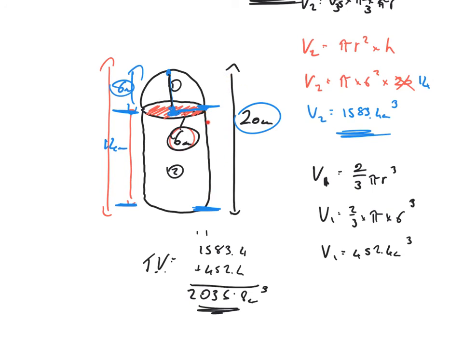The height of the cylinder is between here and here. The height of the full shape is 20. So I need to subtract the hemisphere part off. Well, I know that the radius there is 6, so 6 there, and the height is also 6. So 6 off the 20 will give me 14 for the height. Into the calculator to get 1583.4. Okay, then a hemisphere is half a sphere. A sphere is 4/3 pi r cubed, so the hemisphere is 2/3 pi r cubed. 2/3 times pi times 6 cubed, which will give me that. Add these two together to get 2,035.8 cubic centimetres, final answer.